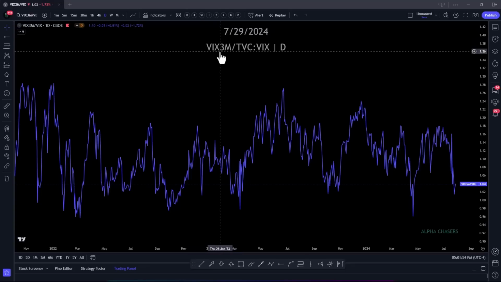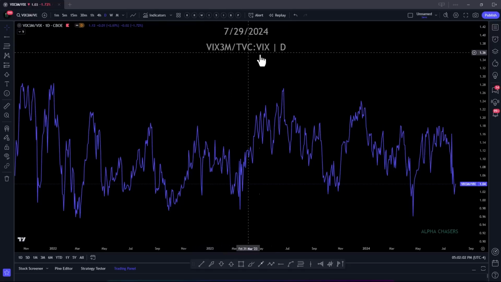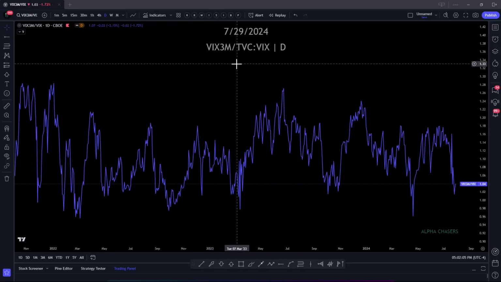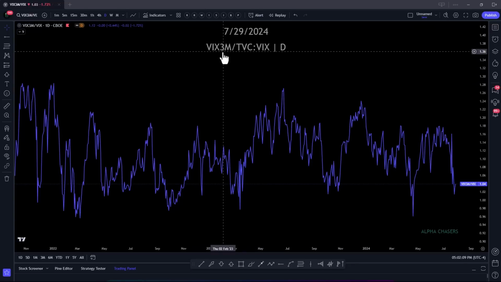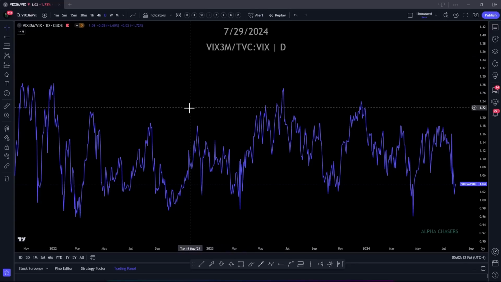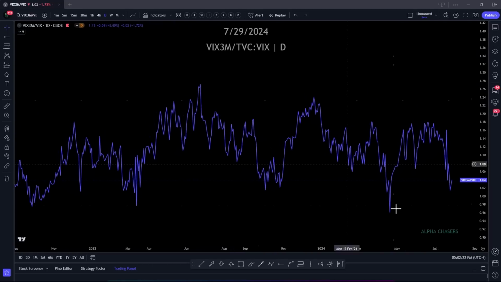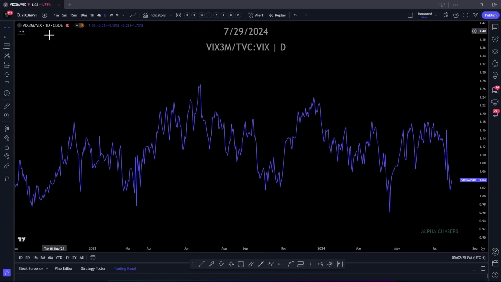See the VIX, the 3-month VIX? You take the 3-month VIX, which is on TradingView, VIX 3 months, and then you divide it by the VIX. What this is going to tell you is how fast the VIX on the 1 month is moving versus the VIX on the 3 month. When it's out of whack, what you will see is an extreme move and an extreme level to pay attention to.